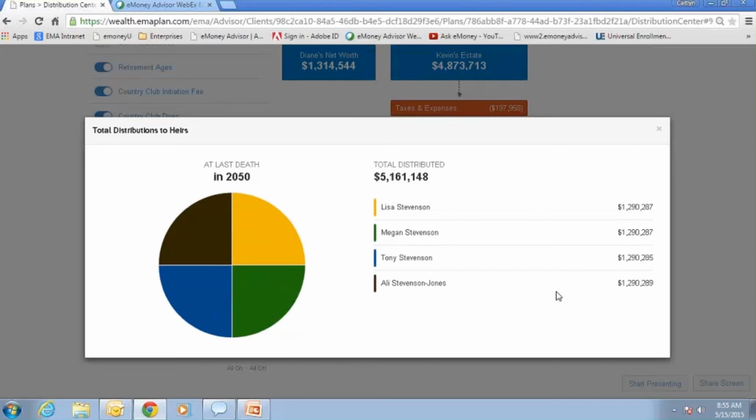So now when we look at the total to heirs, Allie's name is listed there, and this was ultimately the goal of the entire meeting. You have all 4 of Kevin's children listed there. They're all getting an equal piece of the pie. Legacy was something that was very important to both client and spouse, and in this moment, they're able to visualize that.